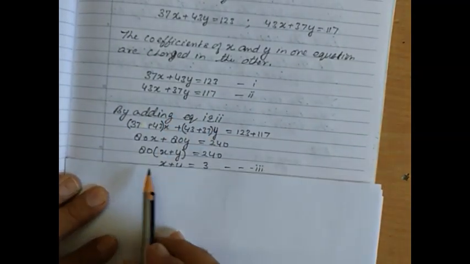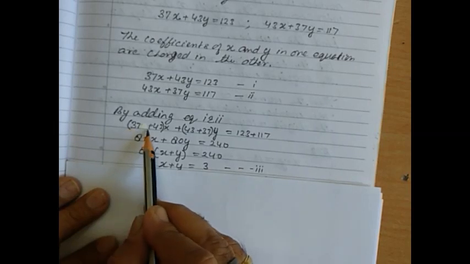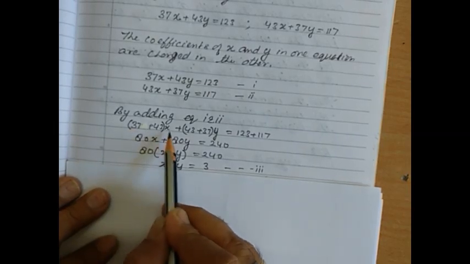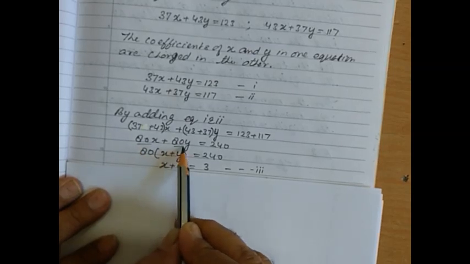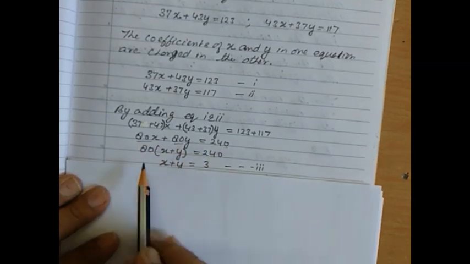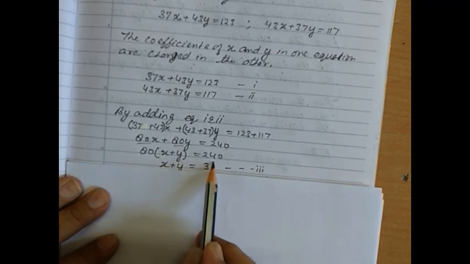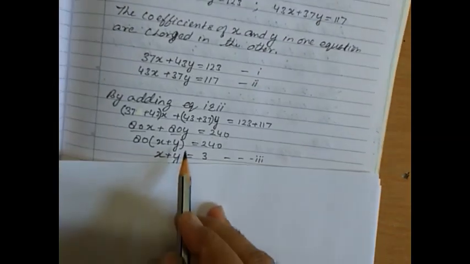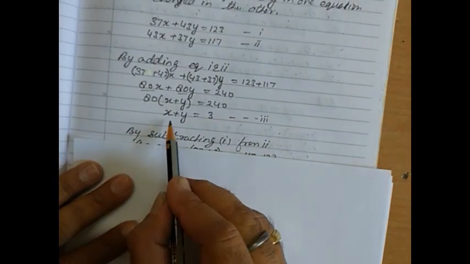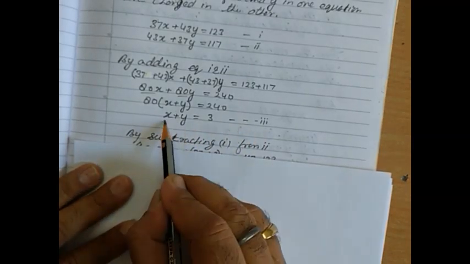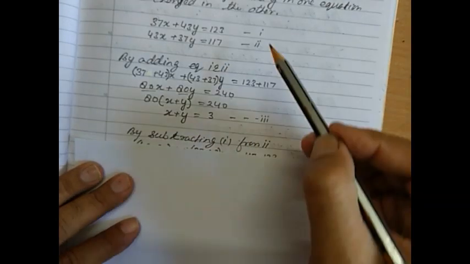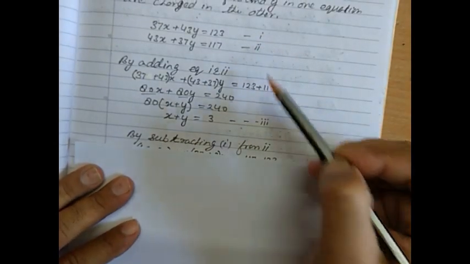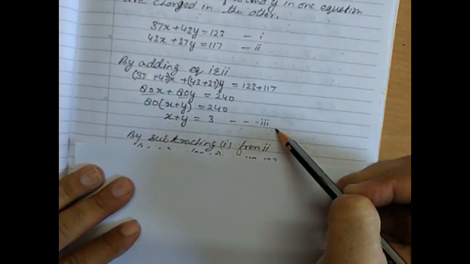When we do the addition, we get 37 plus 43 times x, and 43 plus 37 times y, so we get 80x plus 80y is equal to 240. 80 times x plus y is equal to 240, and we solve it, so we get another equation, number 3, as x plus y is equal to 3. So here we added the first and second equations and obtained the third equation.